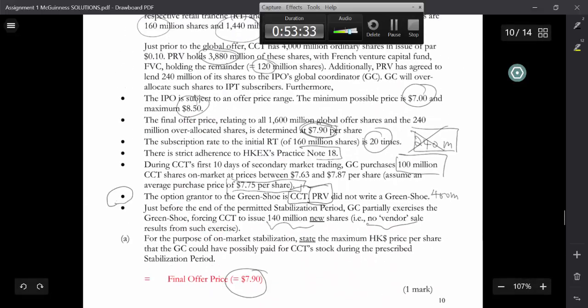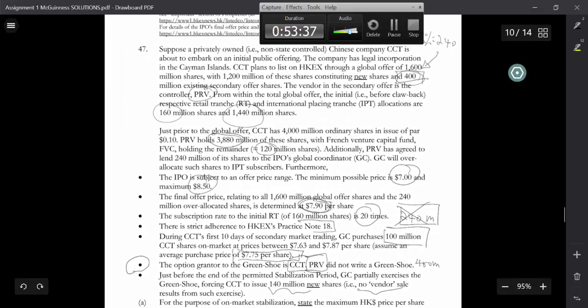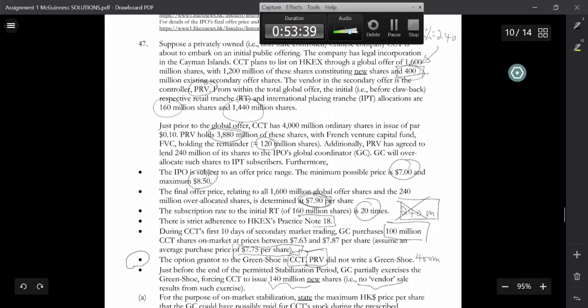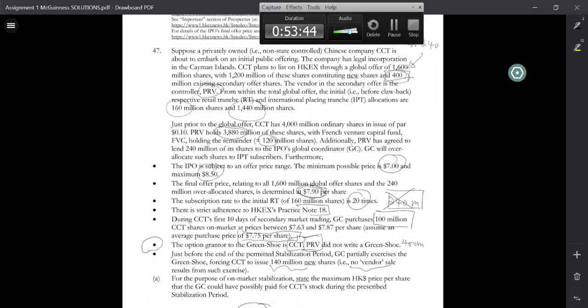I tell you, a question like this might look complicated, but when you get more and more practice with your in-class assignments, your take-home assignments, you will get better.